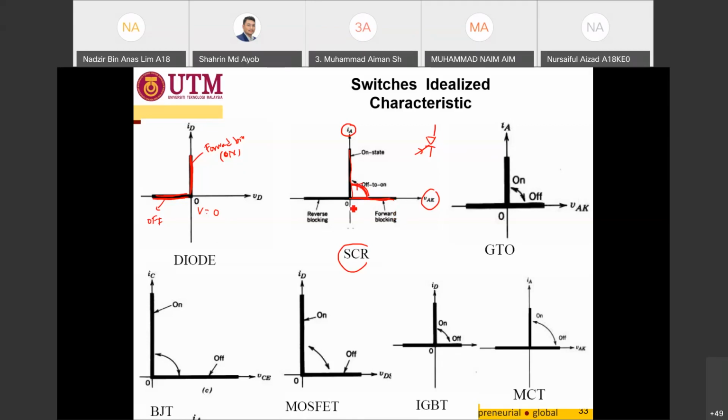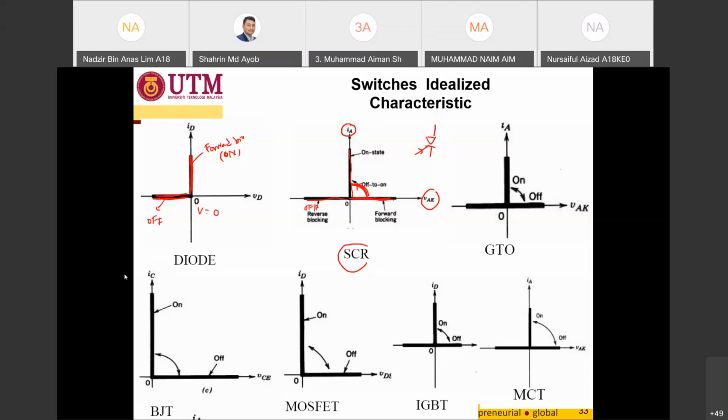And you have also this one. This is what we call off. So for the SCR, we have two conditions of off. The first one is when it is in the forward direction, in forward bias, but there is no signal. This is what we call forward blocking. And then the second one is reverse blocking.